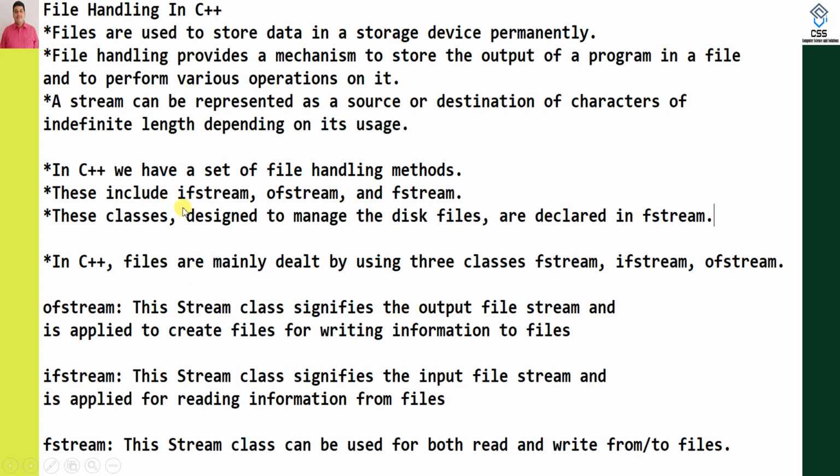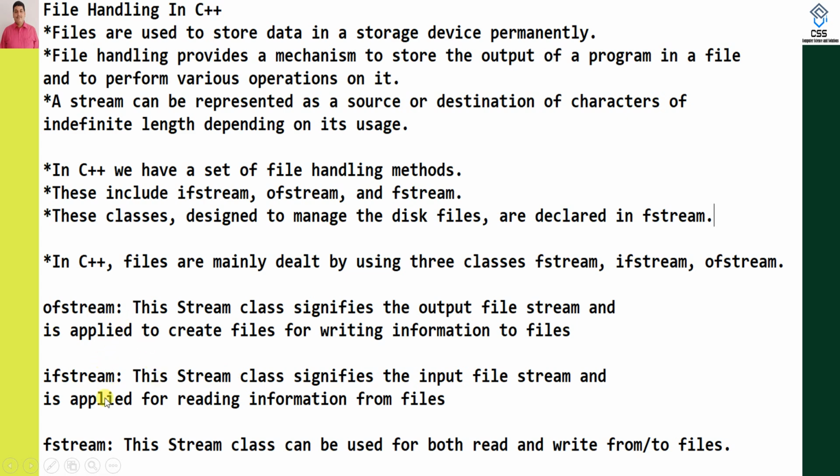In C++, we have a set of file handling methods and some classes to be used, like the ifstream class, ofstream class and fstream class. What is the need of the ifstream class? Remember, the ifstream class is used to read the file. What is the need of the ofstream class? The ofstream class is used for writing data in a file, and the fstream class is used for both reading and writing data in a file.